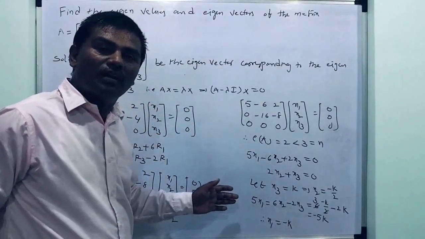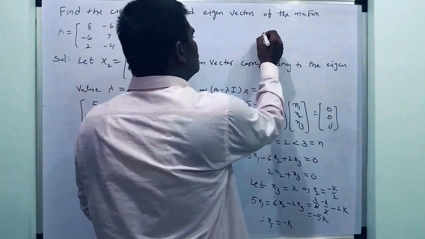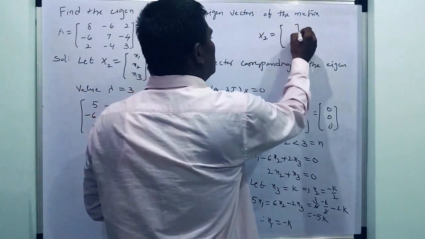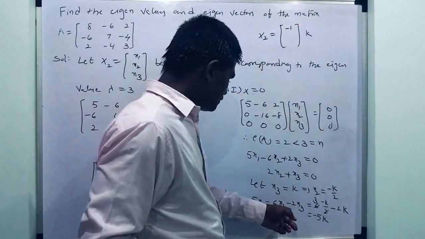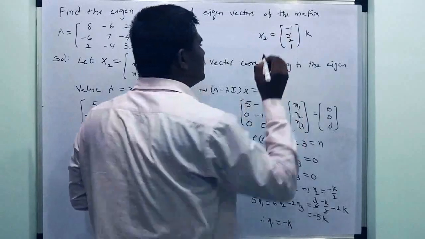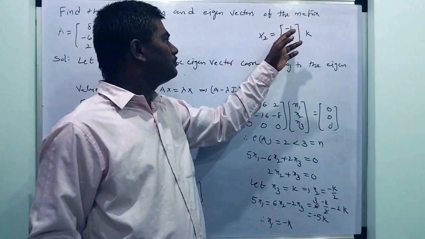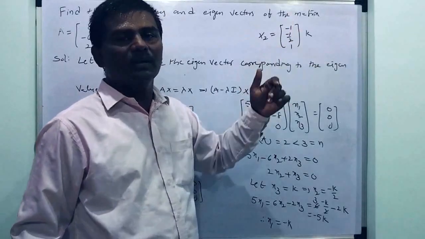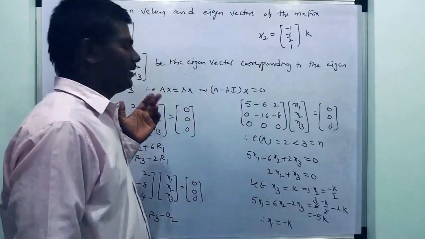Therefore the eigenvector corresponding to the eigenvalue lambda is equal to 3 is x is equal to something into k, that something is in x1 minus 1, in x2 minus 1 by 2 and in x3 it is 1. If you multiply this one with 2, minus 2, minus 1, 2 will become the eigenvector corresponding to the eigenvalue lambda is equal to 3.